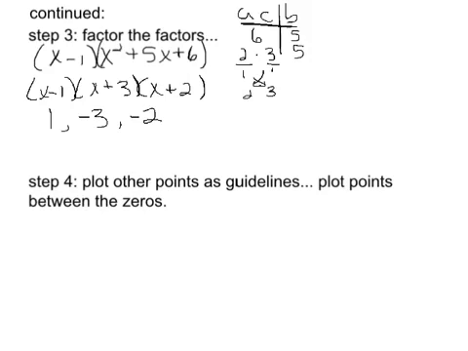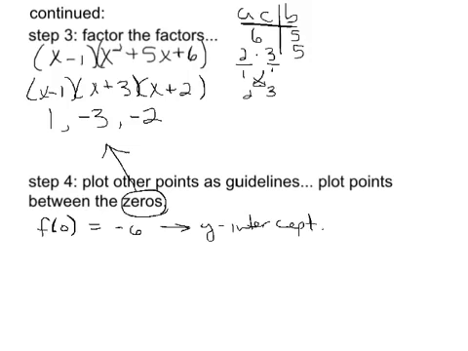Pretty cool. Step 4, plot other points as guidelines. We're going to try to find some points between the zeros. I'm looking for x's that are between 1, -3, and -2. 0 is always an easy one to graph. So we are going to evaluate the polynomial at 0. You plug in 0, and you're actually going to get -6. And if you look at your polynomial, -6 is the constant. So this is also the y-intercept. You guys know that from quadratics. So that is your y-intercept.